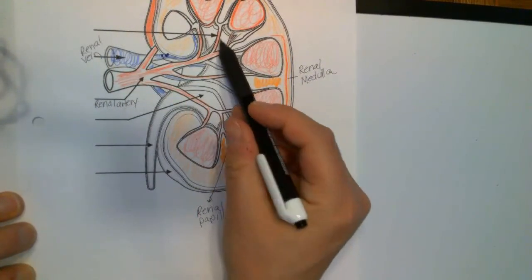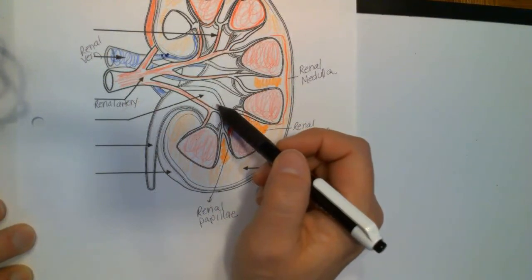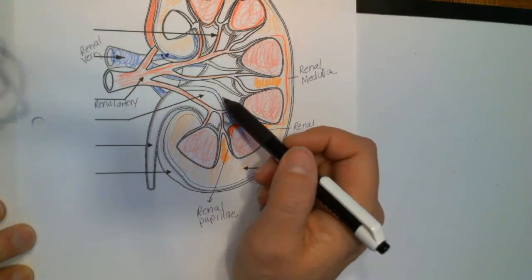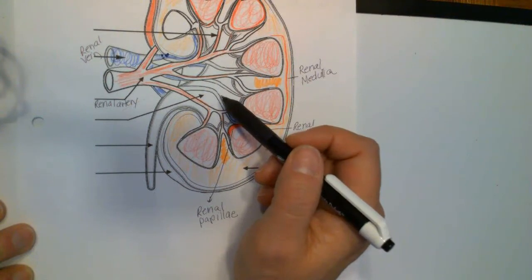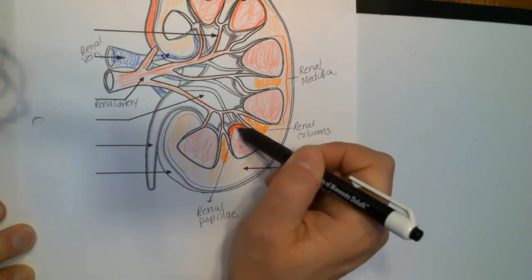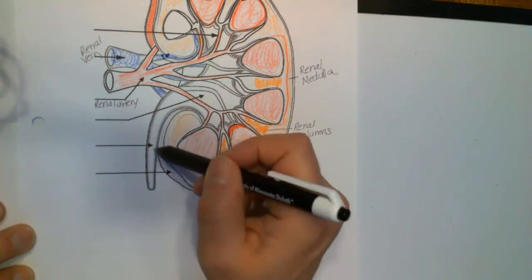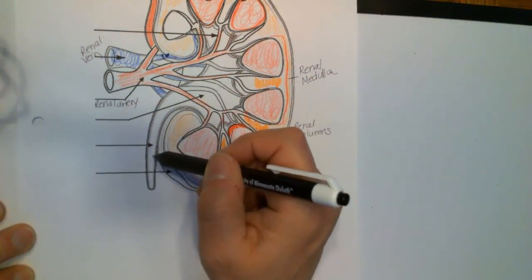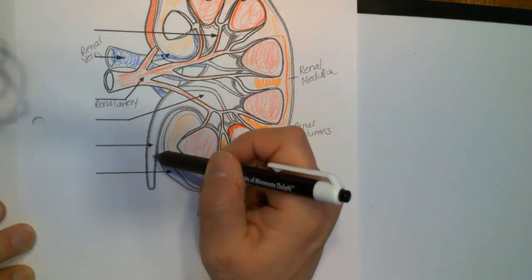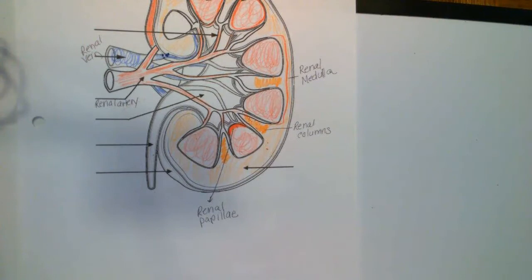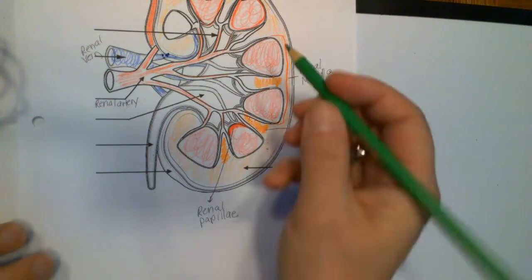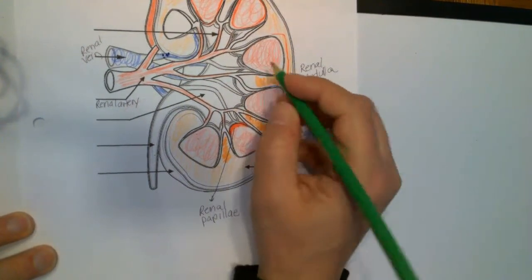Now, there are these parts here in the middle that are also going to branch, and we call these calyx. The calyx, their job is to receive urine from the papillae and process it and pass it on down until we get to our ureter. So we put the calyx into two categories. We have the major calyx, and then we have the minor calyx. We'll start with the minor calyx. The minor calyx is going to be attached to these renal papillae.